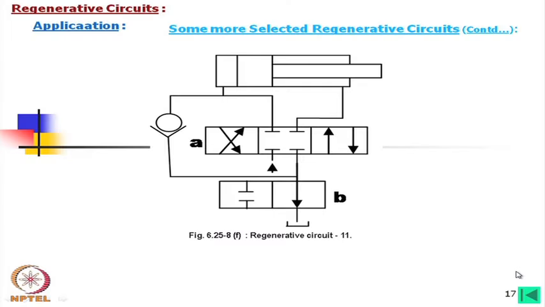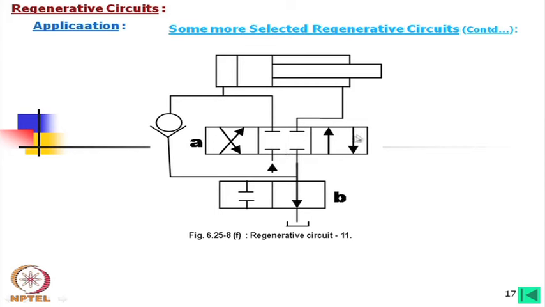Now, in case of 11, what we find is that the pump is connected by a 4/3 valve, and only on the return side there is one 2/2 valve. If it is in the neutral position, no operations. If it is in the right hand position, then oil is going to this, and as there is a check valve, oil is going like this and oil is coming back to the tank, no regenerations.